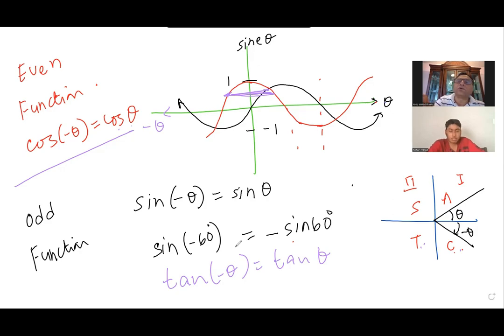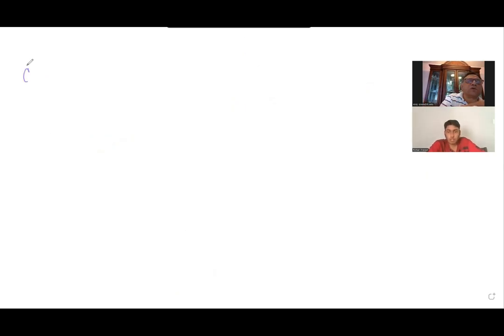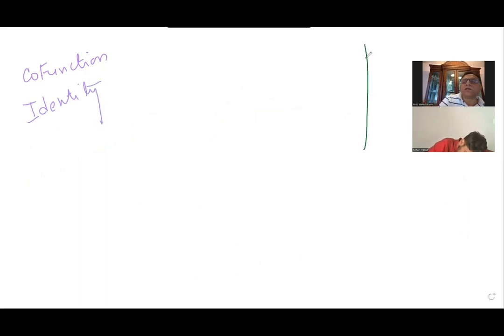Okay, now we look into more identities, and we call them co-function identities. Let me sketch a right angle triangle to explain co-function identity. Let us say I have this right angle triangle, ABC. In that case, we could label these sides as a, b, and c, right?